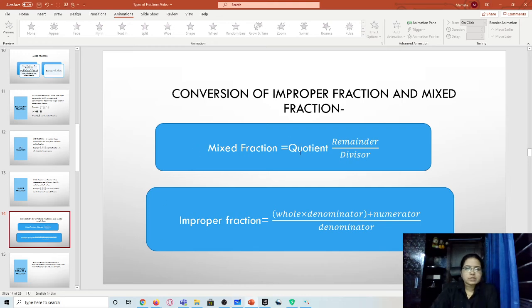So a mixed fraction is quotient, remainder divided by divisor. Converting an improper fraction into a mixed fraction, we get quotient, remainder divided by divisor. Converting a mixed fraction into an improper fraction, multiply the denominator with the whole number, plus the numerator, divided by the denominator. That is the improper fraction.